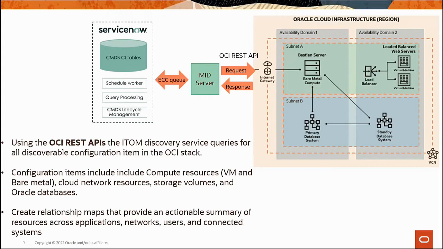Once the CMDB table is populated in the ServiceNow environment, the sky's sort of the limit at that point, right? This is when you can create relationship maps. It will have the population of all discovered resource items, and you can do this sort of interconnectability and mapping between applications, networks, users, and all the various connected systems within your cloud environment. Okay, Jeff, next slide.